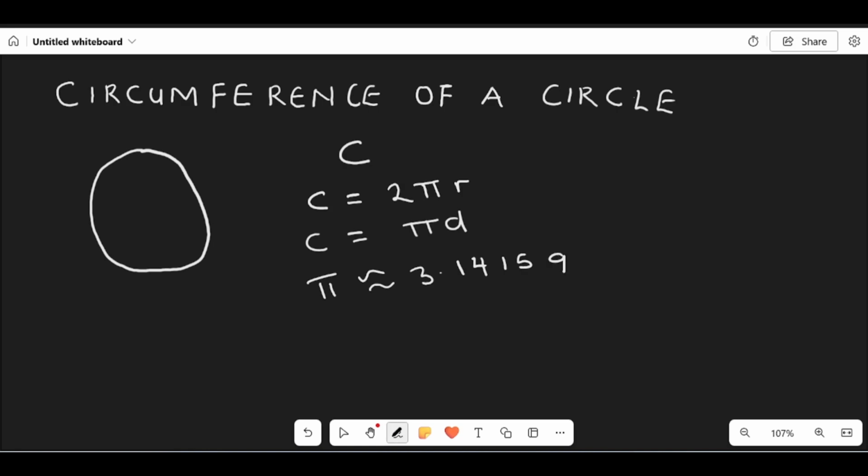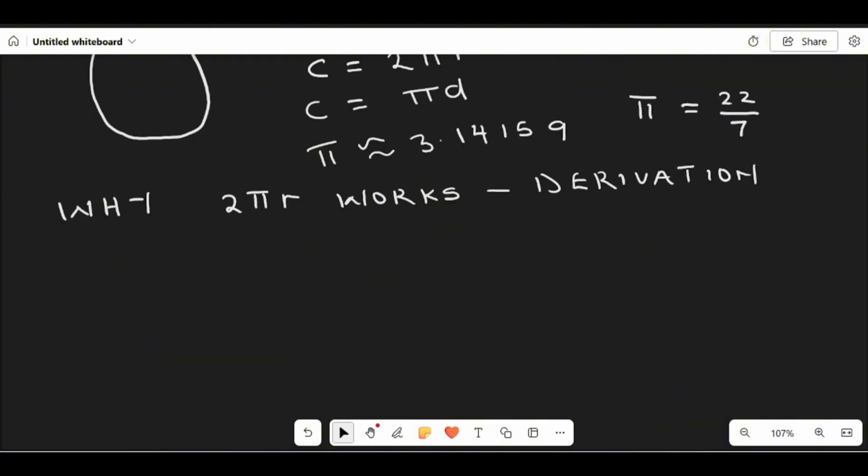3.14159. Pi can also be taken as pi equal to 22/7. Why 2 pi r works? Derivation.